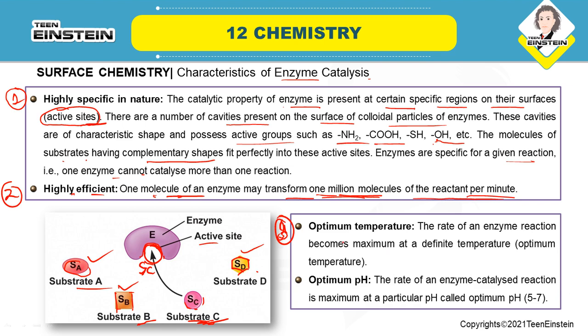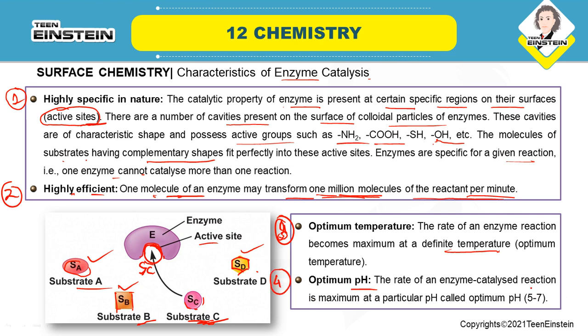3. Temperature, optimum temperature. The rate of an enzyme reaction becomes maximum at a definite temperature, not below that temperature, not higher than that temperature. Okay, so that is why we are calling it optimum. And also optimum pH.